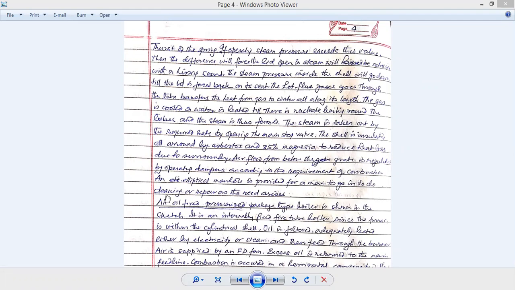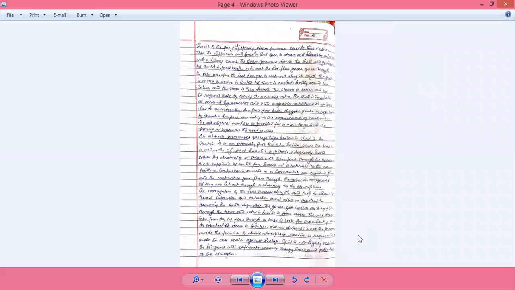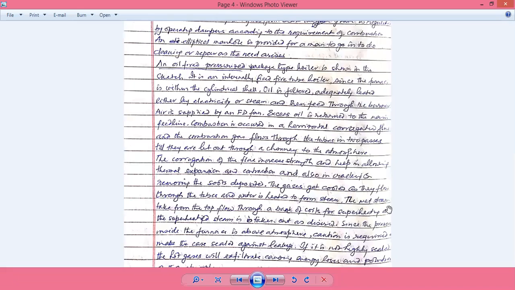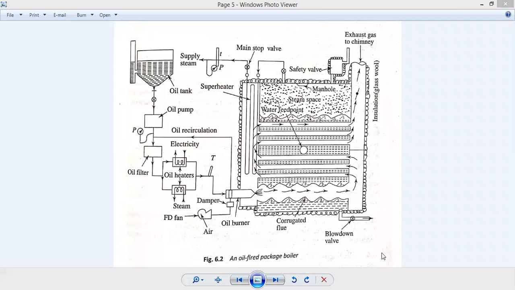Now, an oil-fired pressurized boiler is shown in the sketch itself. It is an internally fired boiler. This is the oil fired package furnace.